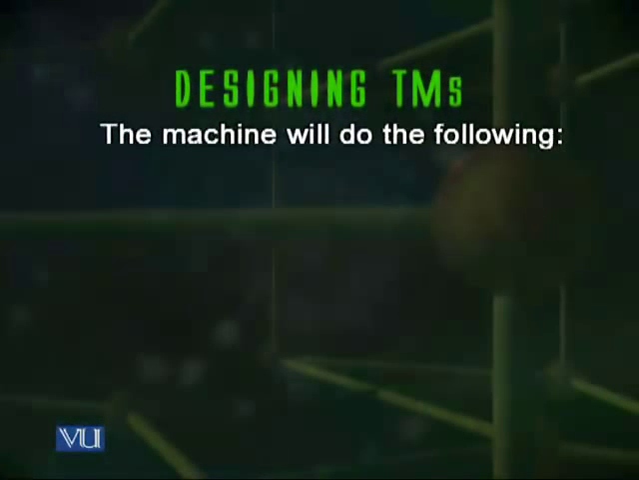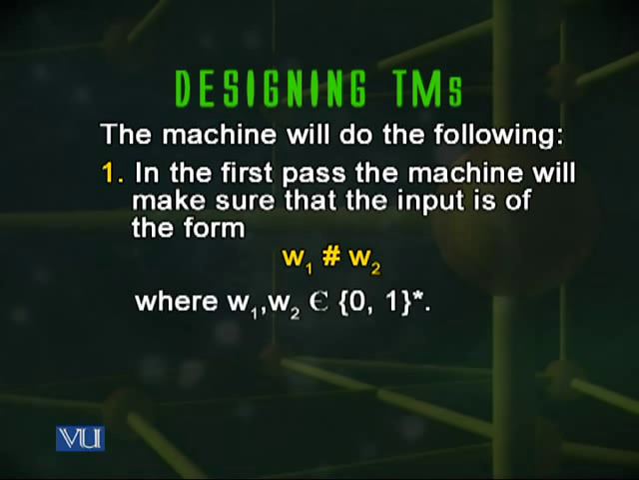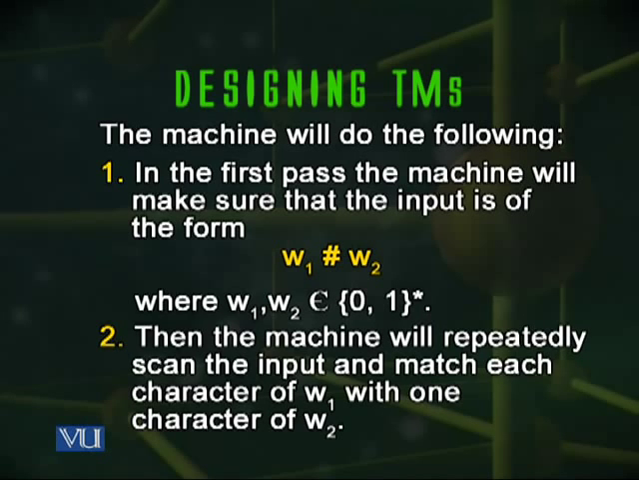This machine will work as follows. In the first pass, the machine will make sure that the input is of the form W1 followed by a hash sign followed by W2, where W1 and W2 are strings over zeros and ones. So in this phase, the machine will make sure that there's only one hash sign in the whole string that has been given to it, and all the other characters are zeros and ones. Then the machine will repeatedly scan the input and match each character of W1 with one character of W2. That is the intuitive description of this Turing machine.